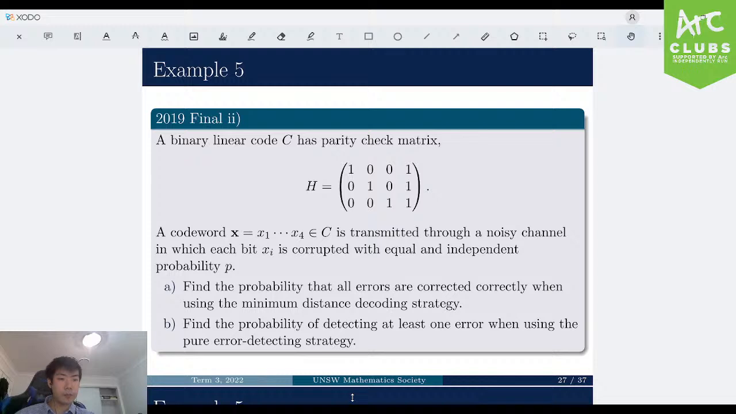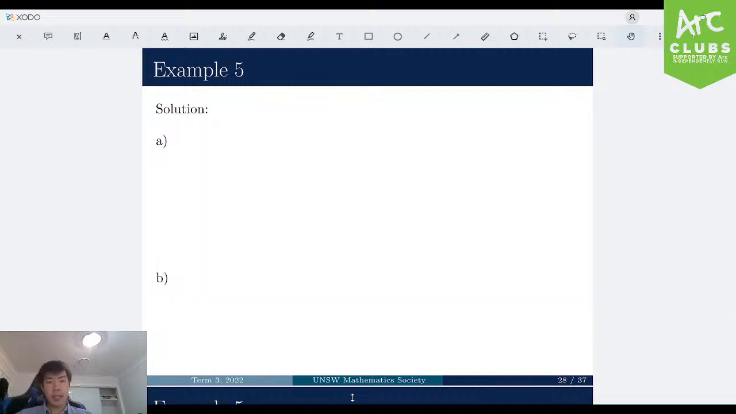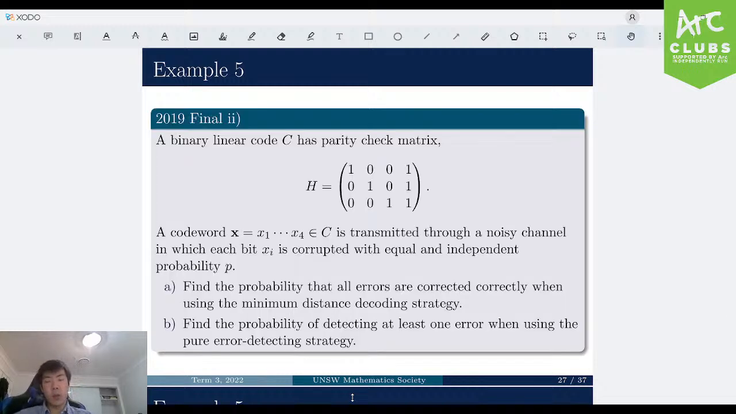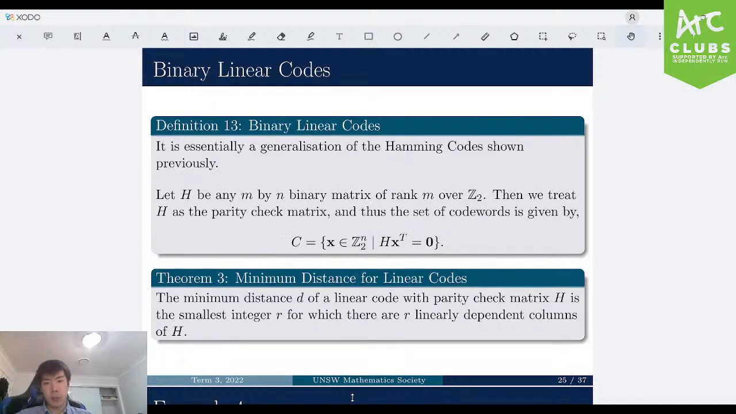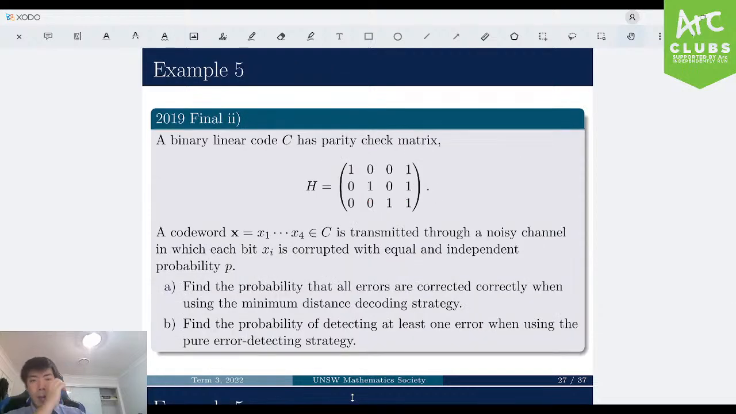Alright. So in question A, we're looking at if we're using the minimum distance decoding strategy, what is the probability that we correct the errors correctly? This will make use of our theorem earlier, theorem 3 here. Okay? We don't even know what the minimum distance is, but we can figure it out quite easily using this theorem. By looking at our matrix, right?